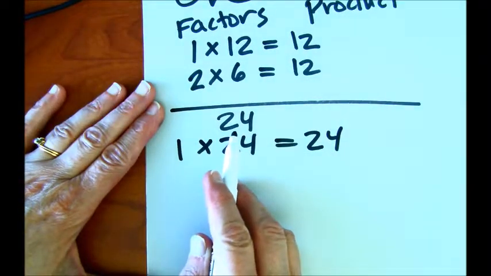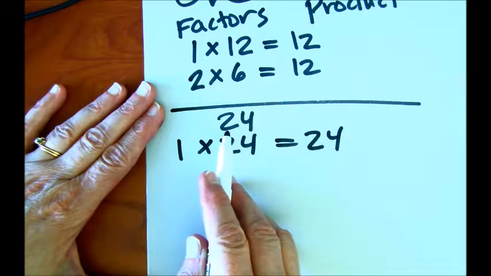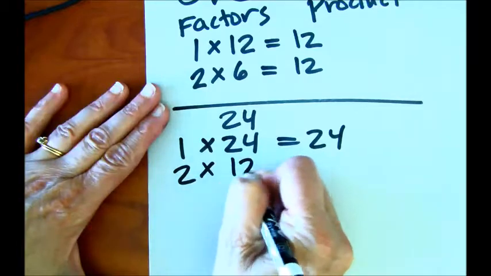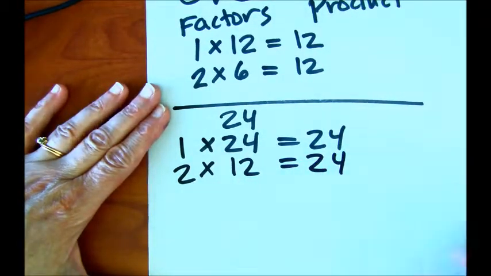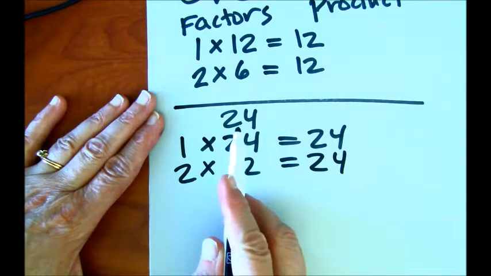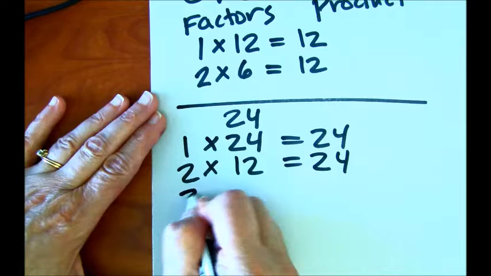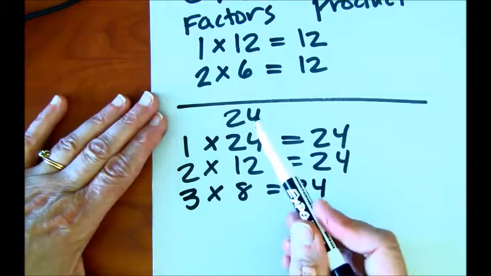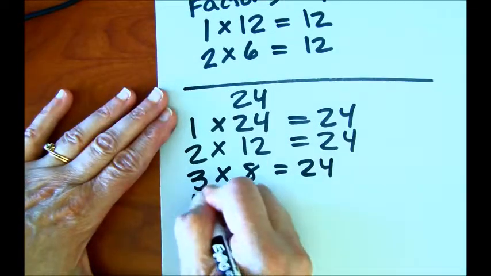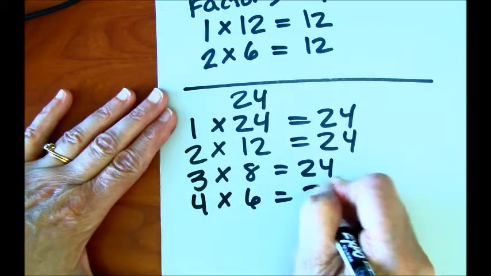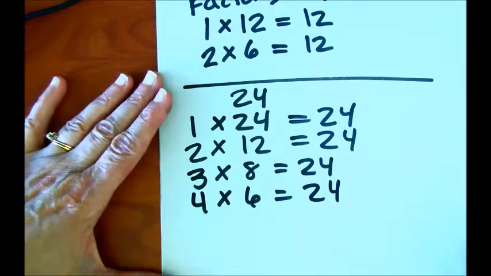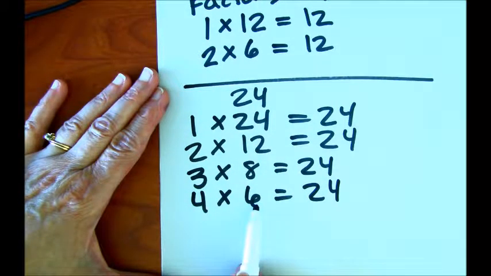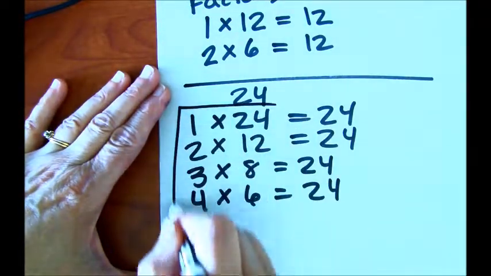2 does go into 24. This is an even number, so really, if I divide 24 by 2, I'm going to get 12. So 2 times 12 is 24. I also know that 3 goes into 24 8 times, so 3 times 8 is 24. I also know that 4 goes into 24 6 times, so 4 times 6 is 24. Now I know I'm getting close to the end because these 2 factors are pretty close to each other. Let me see, does 5 go into 24? No, it doesn't. So I can be pretty confident that these are all of my factors.